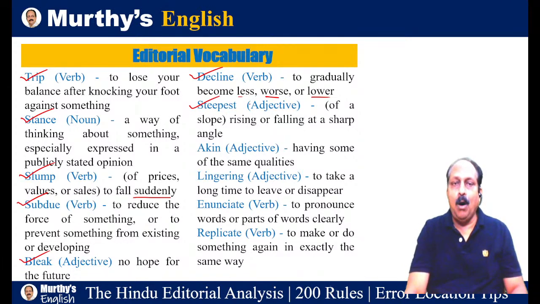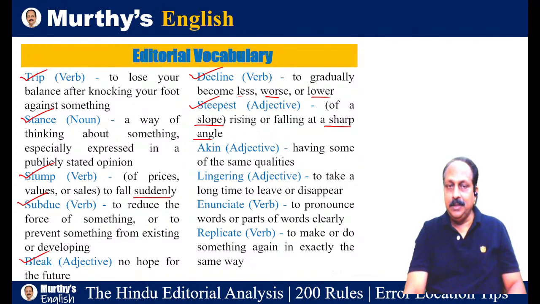Steep goes with mountains and valleys. Here, superlative form steepest, part of speech adjective, of a slope. Usually, if you take mountains, valleys, especially mountains, we say steep and rising or falling at a sharp angle. What does it mean? Rising or falling at a sharp angle. Steep slope means very sharp slope. Usually it goes with that, but in this context, it goes with the prices and exports.